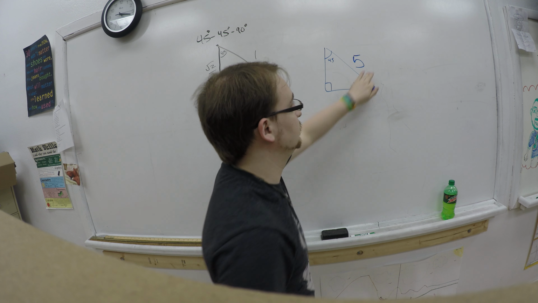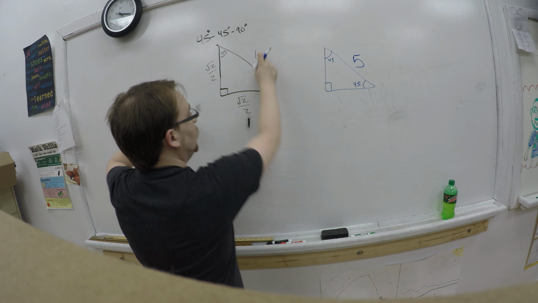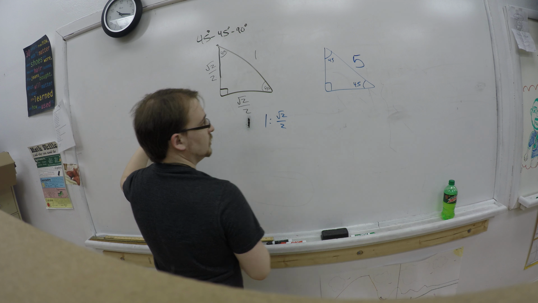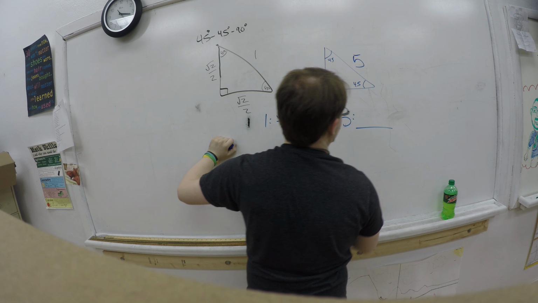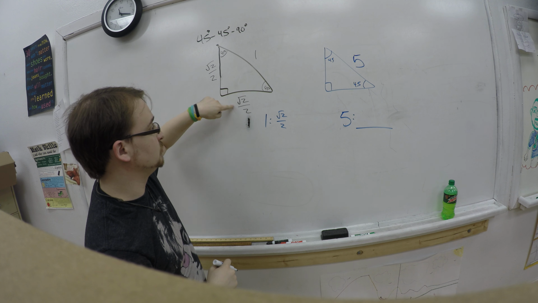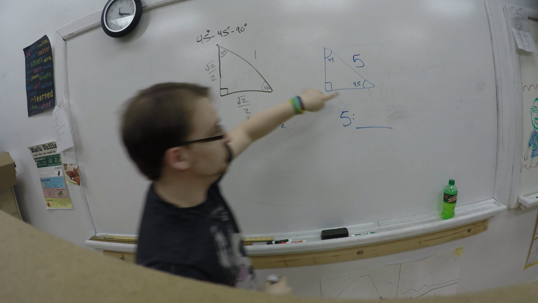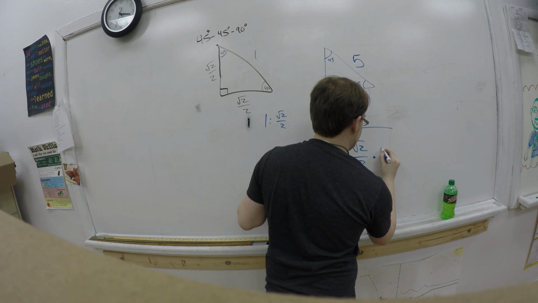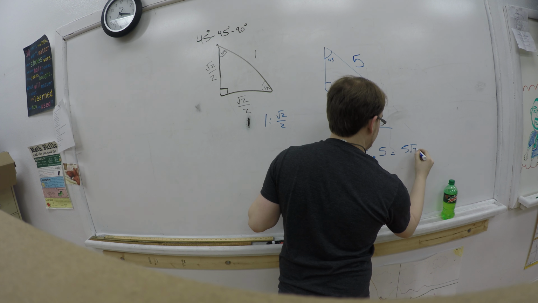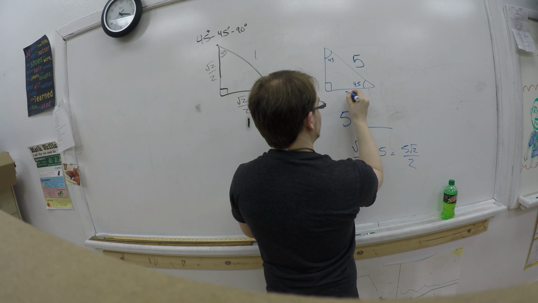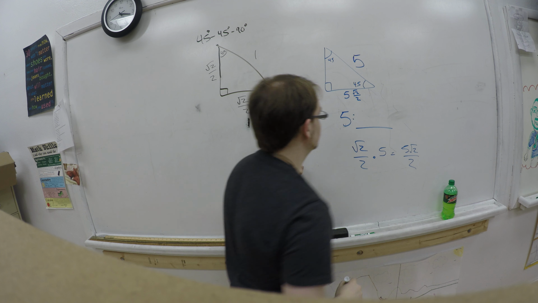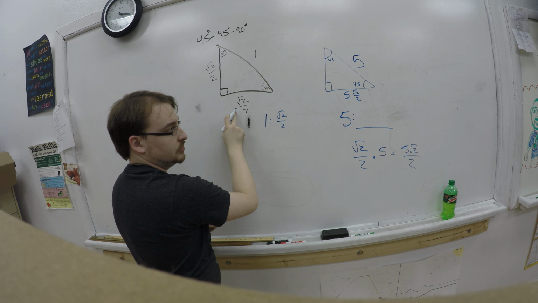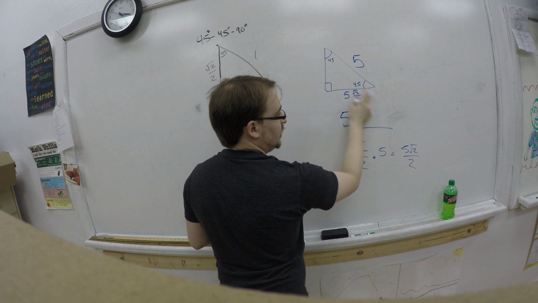So if I say this is 5, okay? When this is 1, it's root 2 over 2. Okay? When this is 5, what are the legs going to be? Well, this one is just root 2 over 2 times 1. So if we take root 2 over 2 times 5, we're going to get what? We get 5 root 2 over 2. So this is going to be 5 root 2 over 2. 1 times root 2 over 2 is root 2 over 2. 5 times root 2 over 2 is 5 root 2 over 2.